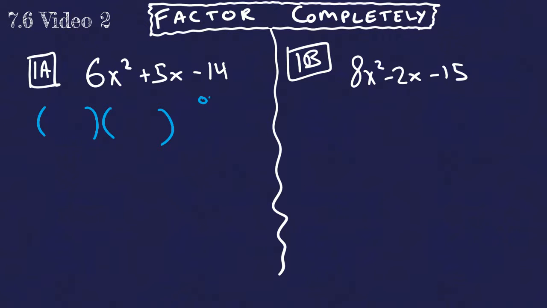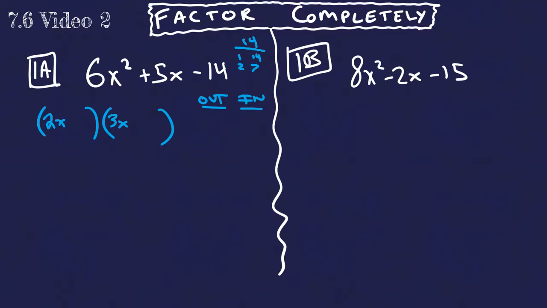And remember, I also want to check the outs and the ins, right? And I'm trying to get those to add up to 5x. So with my parentheses here, the first part of the parentheses should multiply to 6x squared. So I'm going to start with 2x and 3x. I know those multiply to 6x squared. I also need to get to 14. Make my list for 14: 1 and 14 or 2 and 7. I like to start with the ones that are closer together, like 2 and 7.